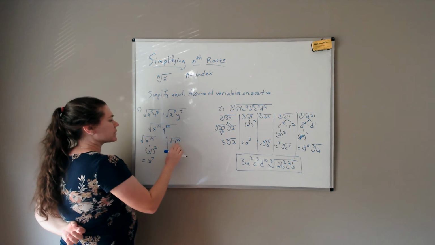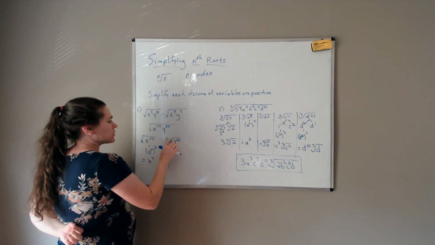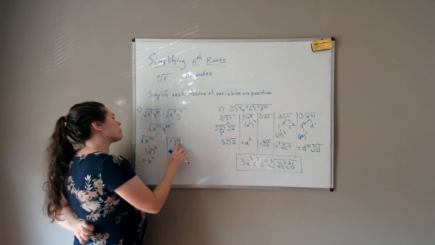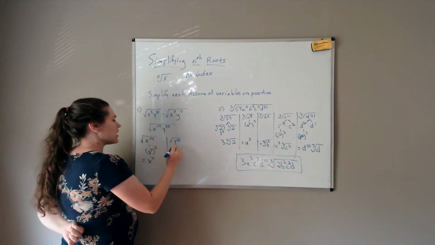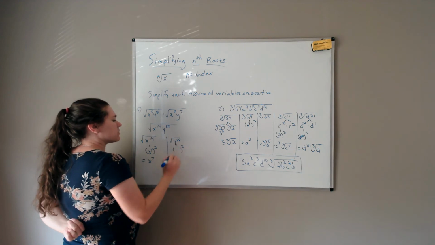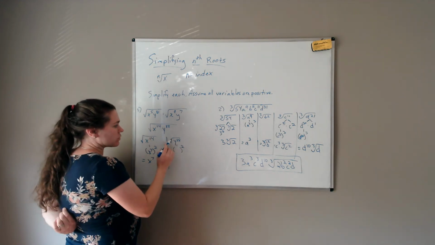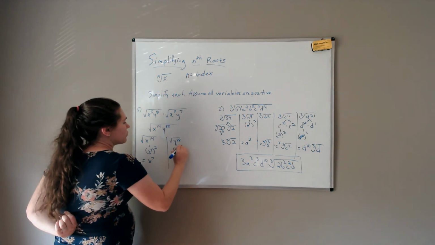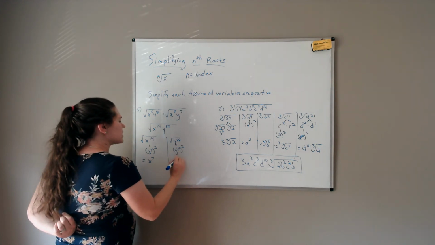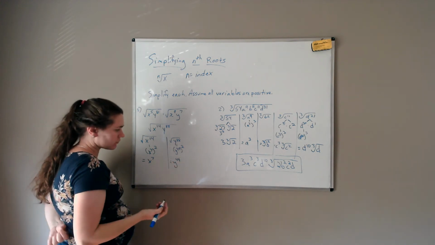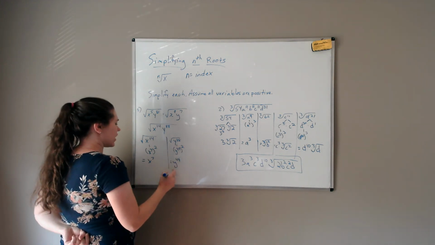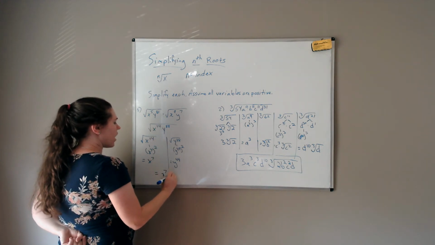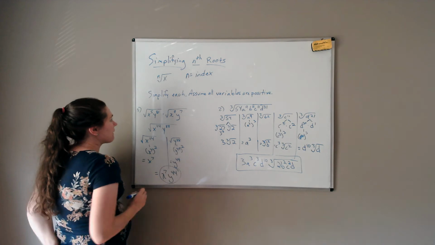Y to the 88. Is the exponent greater than or equal to the index? Yes, that means it needs to be simplified. Is 88 a multiple of the index? Yes. So that means I can write it as something to the index. And so then the square root and the 2 cancel each other out. That would be y to the 44. That means I can make 44 equal groups of y squared. So this simplifies to be x to the 7th, y to the 44th power.